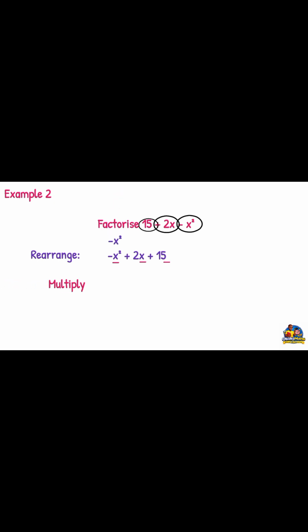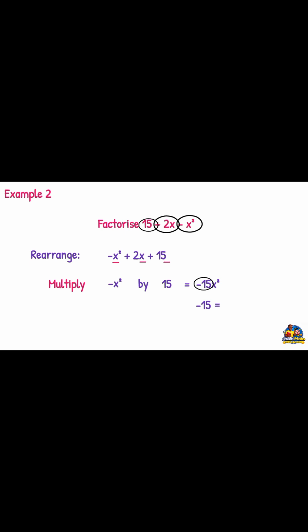So the next step, as usual, multiply the first term, which is minus x squared, by the last one, which is plus 15. Multiply the two of them together, and that will give us minus 15x squared. After you have done that, the coefficient of that x squared is what? Minus 15. So we are focusing on minus 15.